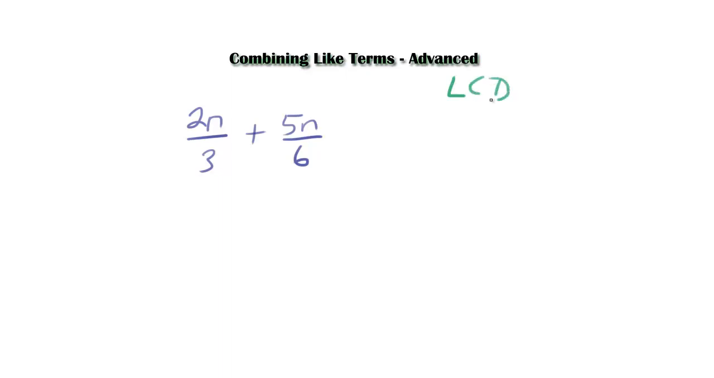the least common denominator. So between 3 and 6, it's 6, because 3 goes into 6 evenly. So we're going to have to change this fraction so that the denominator is 6. In order to do that, we have to multiply this by 2, and the numerator by 2 also.